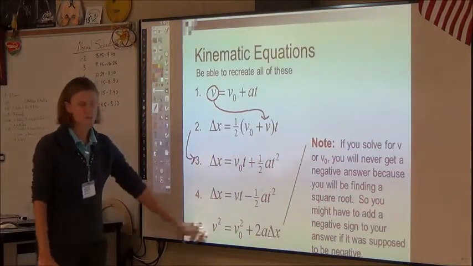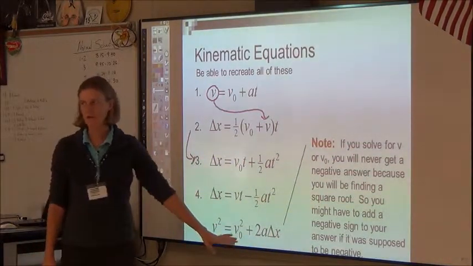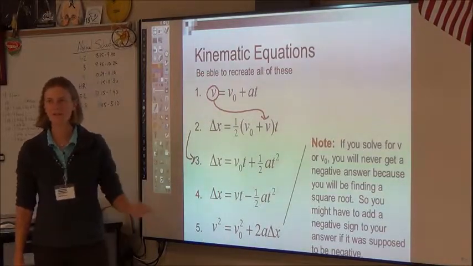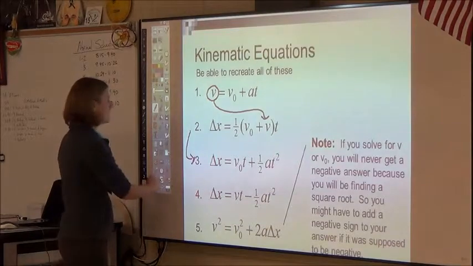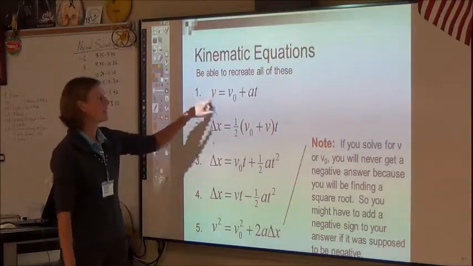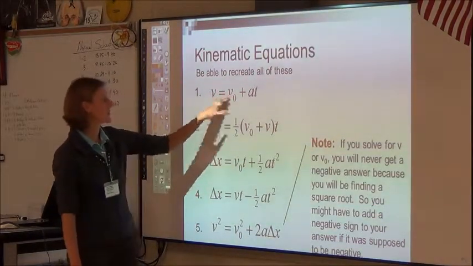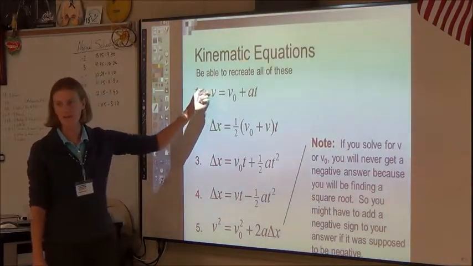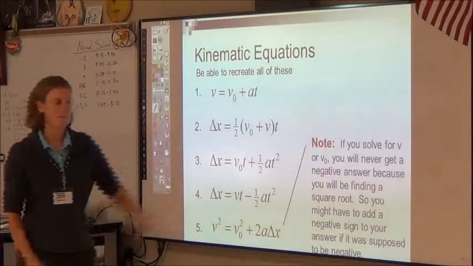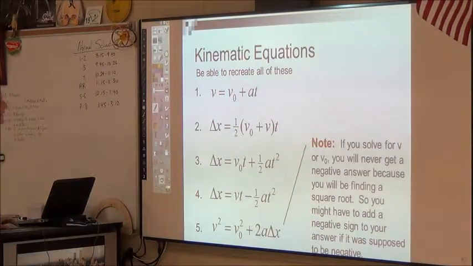Now, all of these are vector equations, so direction does matter. Positive and negative signs definitely matter. If my initial velocity was to the right and my final velocity was to the left, I would have to make sure I put a negative sign on that one. So direction matters. Pay attention to your signs.